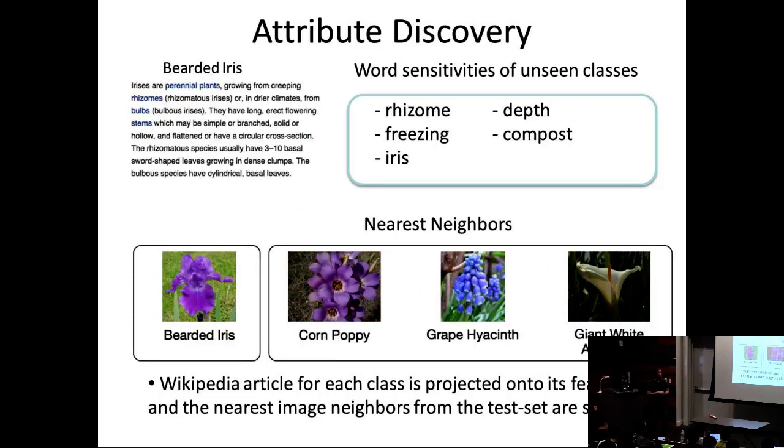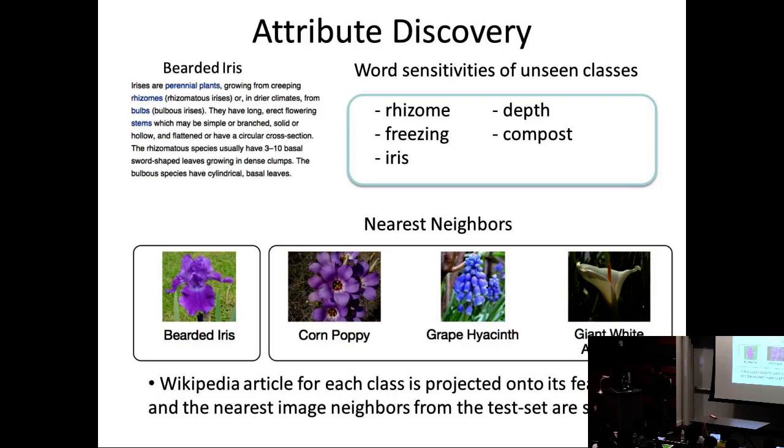Same thing goes for this particular flower, bearded iris. These are the closest flowers. And it interestingly finds iris, but it also finds freezing, because these flowers tend to freeze in the winter. They don't survive if you have cold conditions. So it picks up this word because the article talks about how this flower can freeze in the winter. Deep compost, I guess, has to do with the nourishment of these flowers.